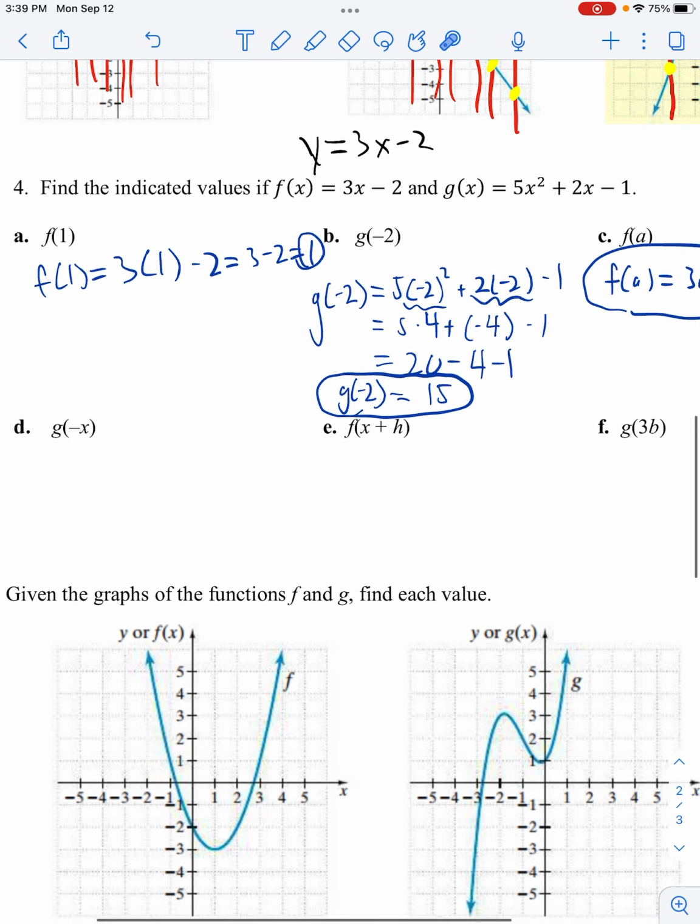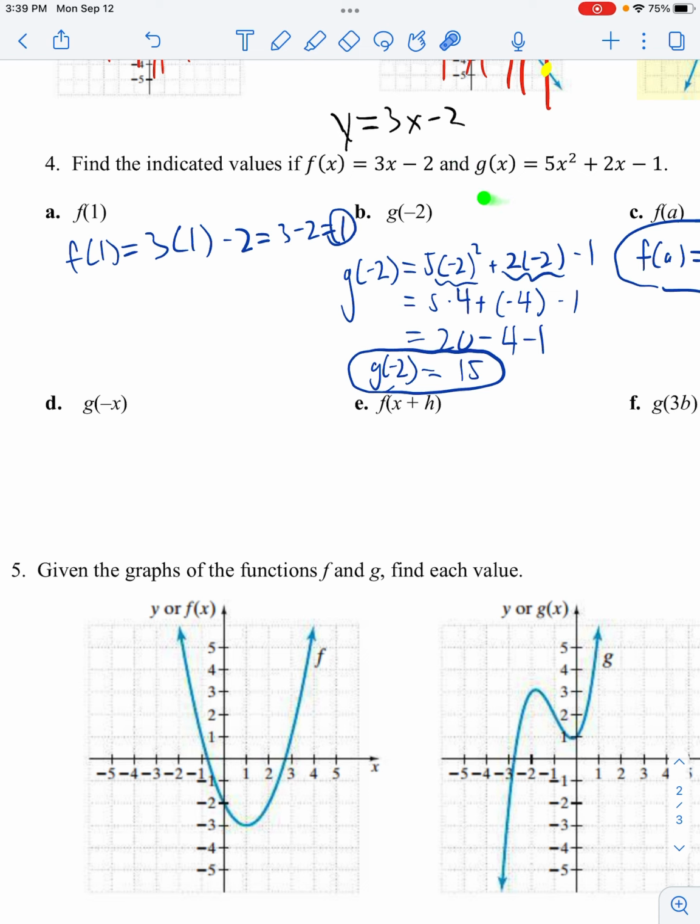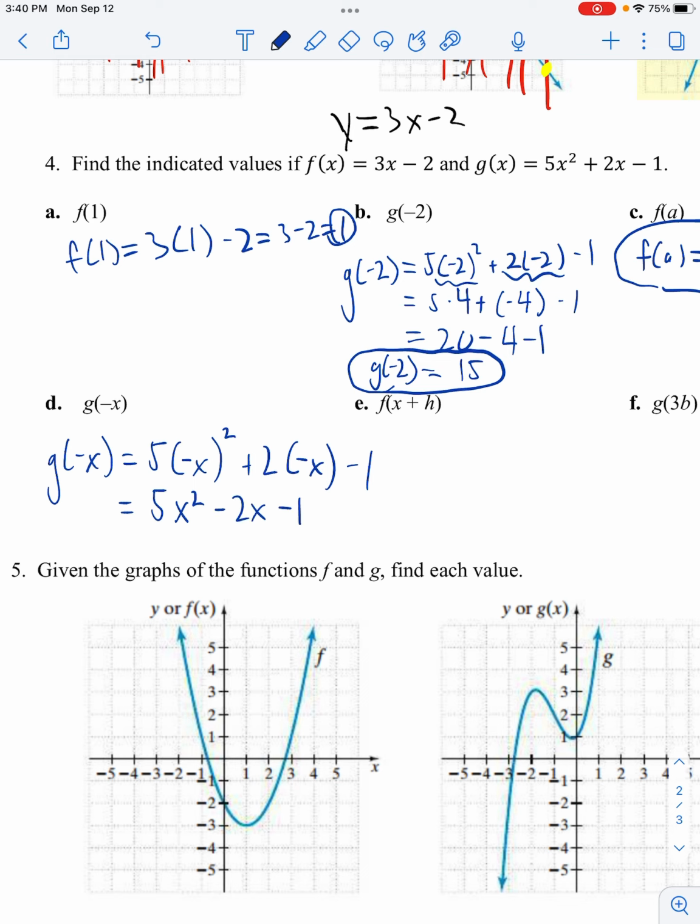G of negative x. Anywhere there's an x, I replace it with a negative x. So g of negative x equals 5 times, and I put this in parentheses, negative x squared. I have to put it in parentheses. Everywhere there's a positive x, I put a negative x in parentheses, plus 2 times negative x minus 1. So 5 times negative x squared is just 5x squared, 2 times negative x is minus 2x, and then I have that minus 1. That's g of negative x.